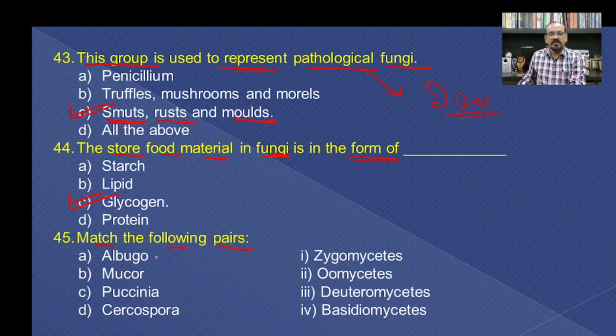Earlier we have seen Albugo is a member of Oomycetes, Mucor is a member of Zygomycetes, Puccinia is a member of Basidiomycetes, and Cercospora is a member of Deuteromycetes.